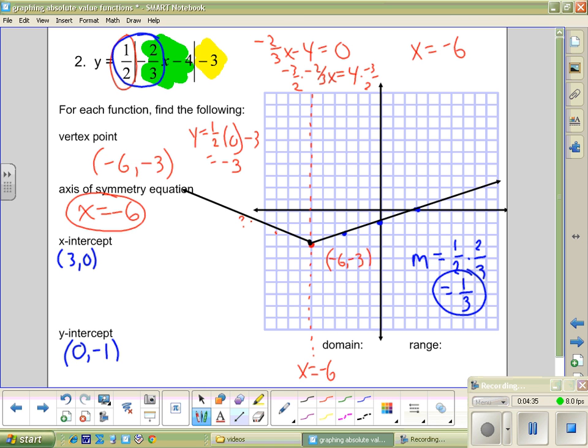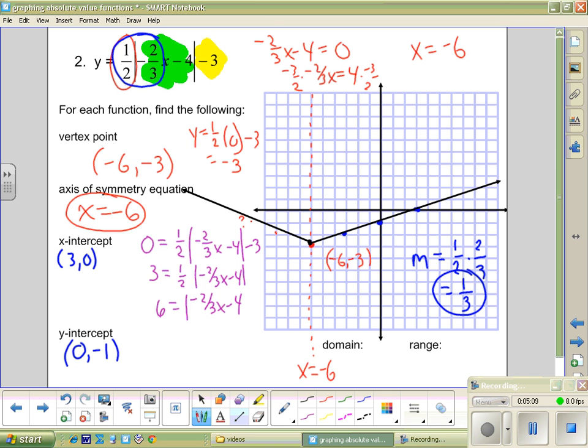So if I rewrite the equation with y equaling 0, I've got 1/2 times the absolute value of negative 2/3 x minus 4, and then minus 3 at the end. I need to add 3 to both sides, so I'm going to have 3 equals 1/2 times the absolute value of negative 2/3 x minus 4. Multiply both sides by 2, I get 6 equals the absolute value of negative 2/3 x minus 4.